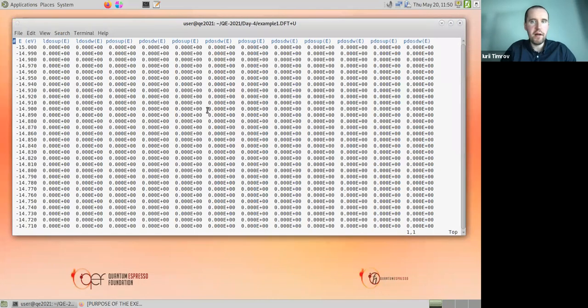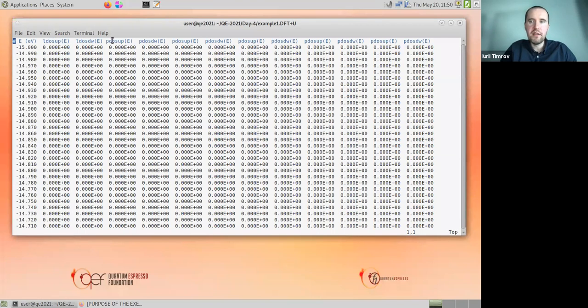Okay, in the PDOS file, you see lots of numbers. There are many columns. The first column is the energy. Second and third are local density of states for the spin up and for the spin down. So this is what we plot actually in this example. Plot for the spin up and spin down.